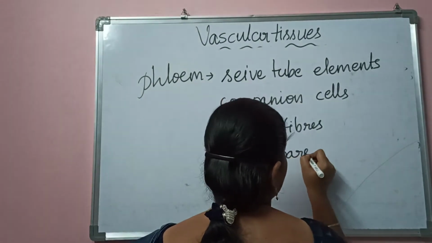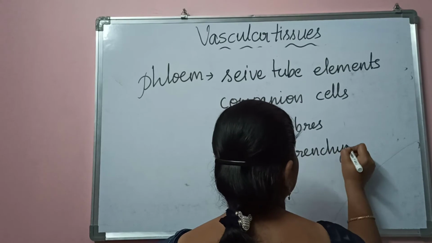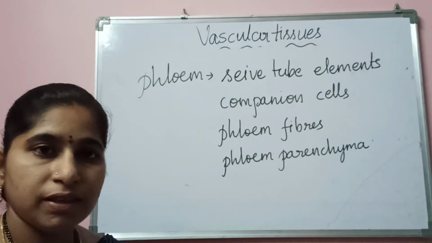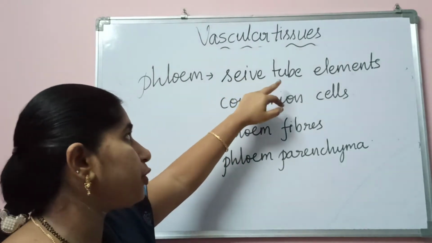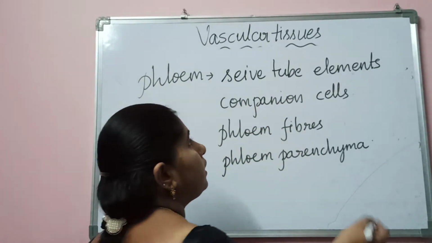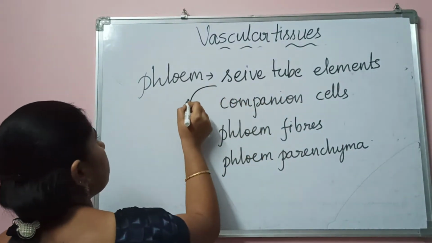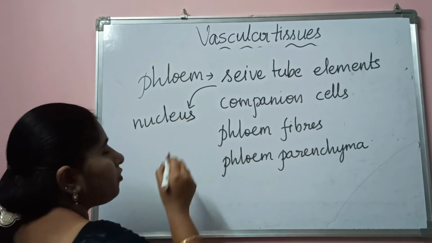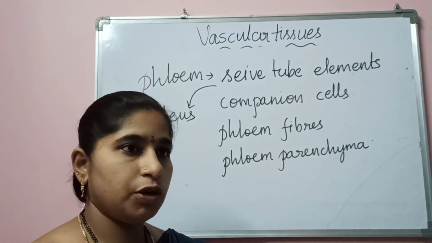Phloem fibers and phloem parenchyma. So the phloem has four different types of cells: sieve tube elements, companion cells, phloem fibers, and phloem parenchyma. Here, the sieve tube elements do not have a nucleus. They are devoid of a nucleus, meaning they are deficient of the nucleus.